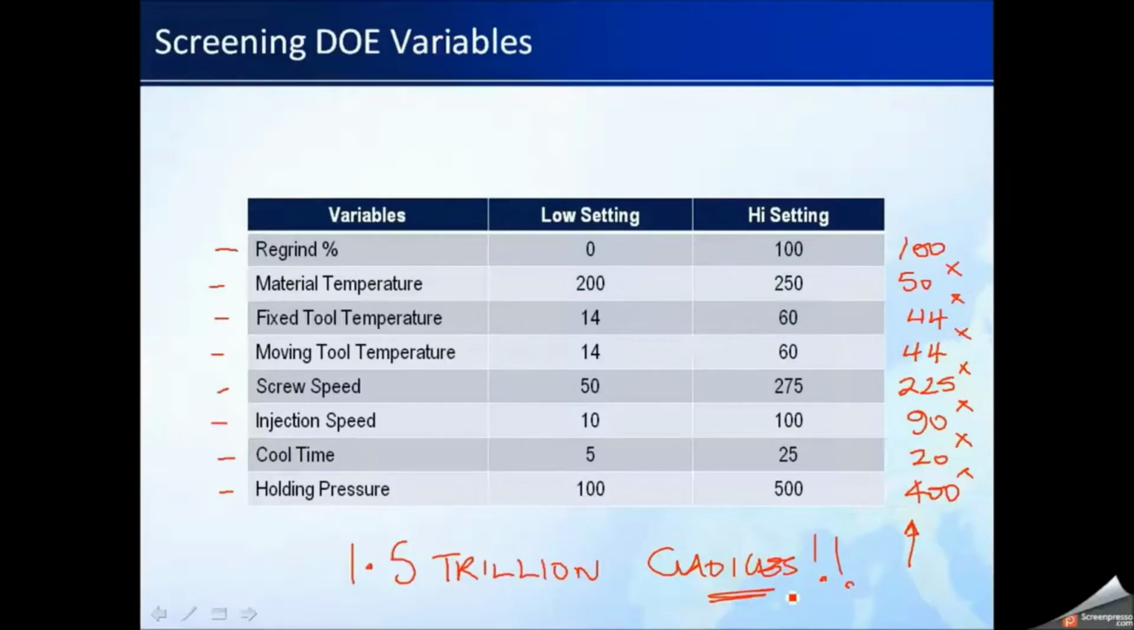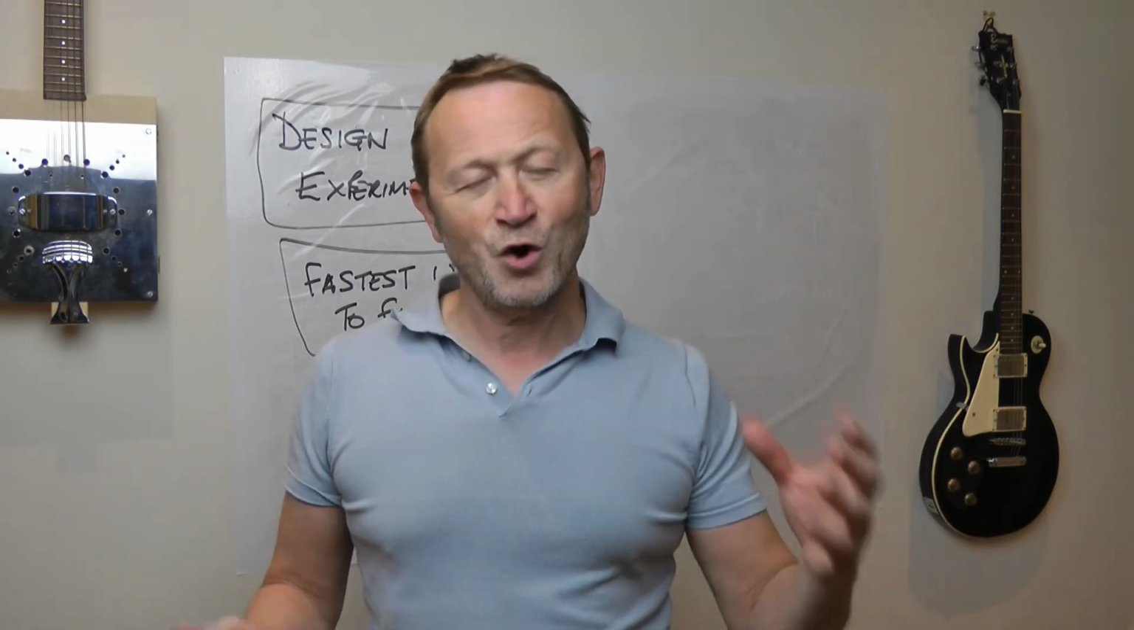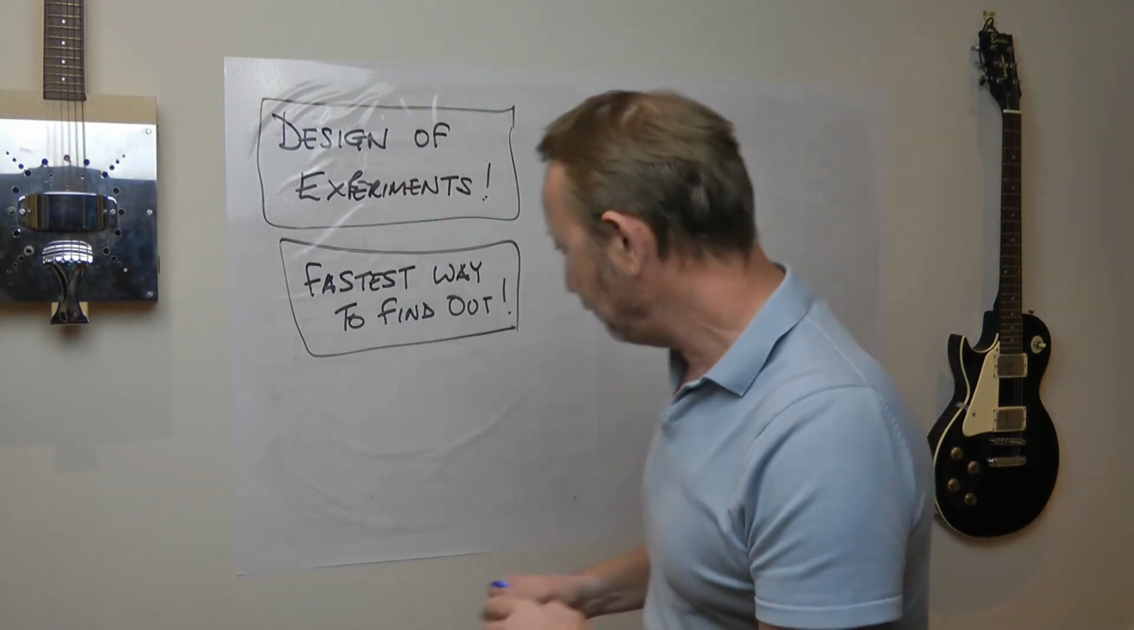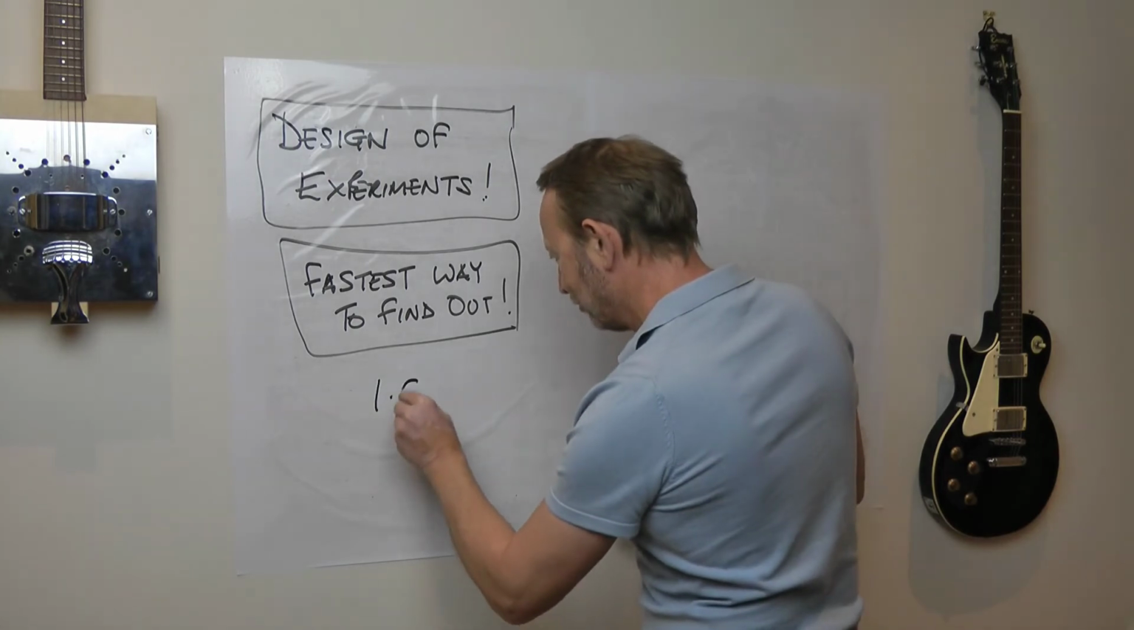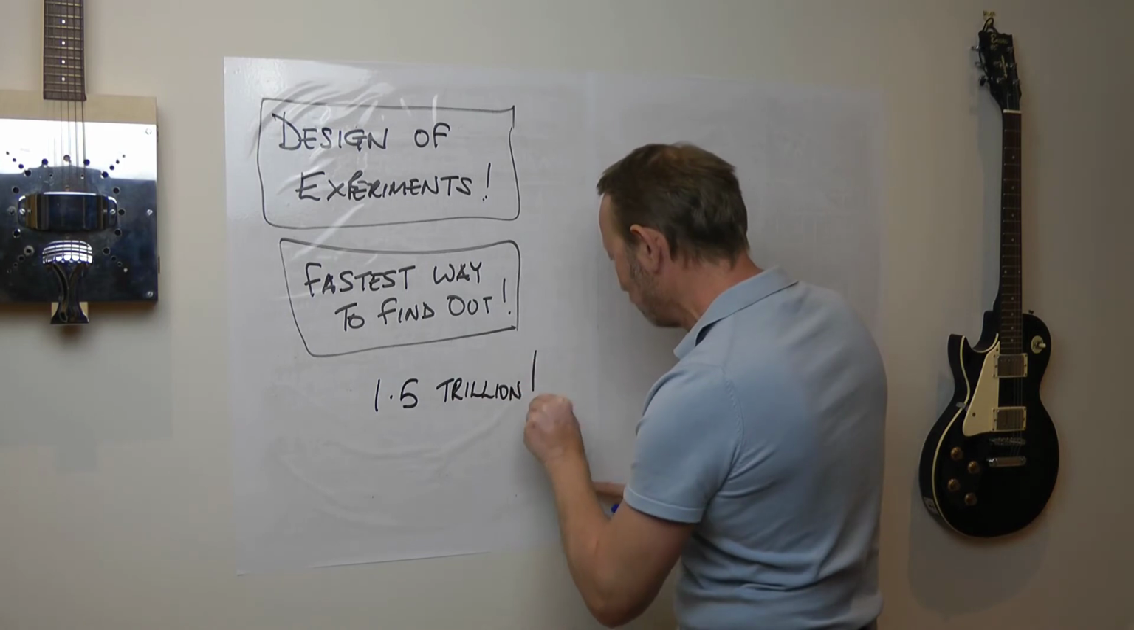This cannot be done with someone's skill. Someone cannot carry this model in their head and understand what the best settings will be to get the fastest process with the best capability. It just is not possible. Only DOE can interrogate that design space using mathematics, essentially. Okay, 1.5 trillion combinations. 1.5 trillion. Let's just write that up.